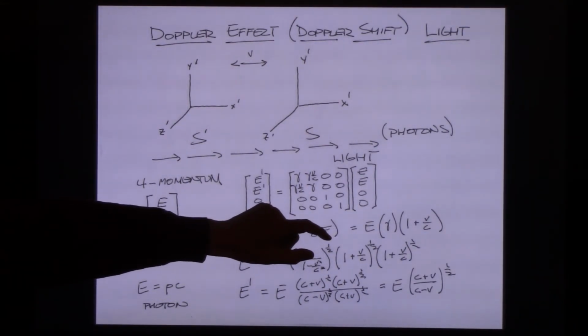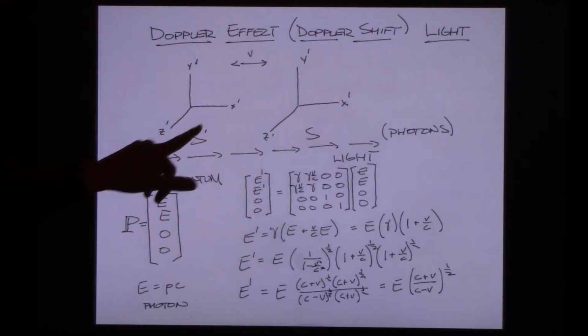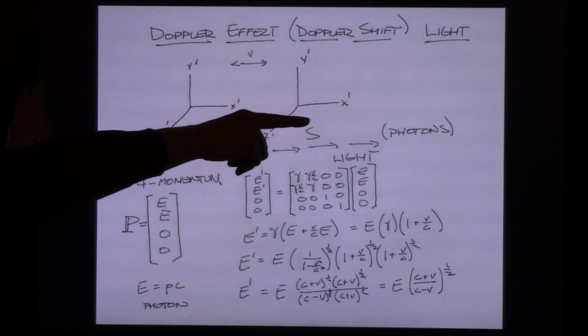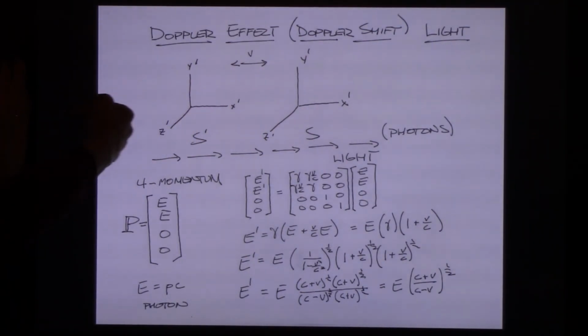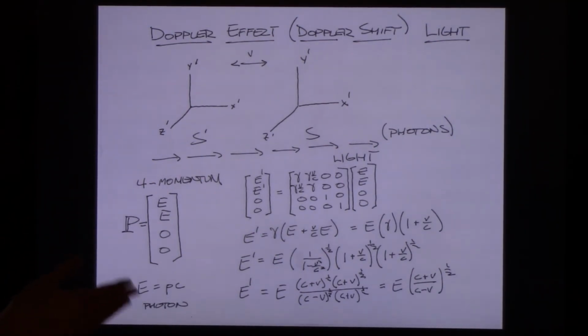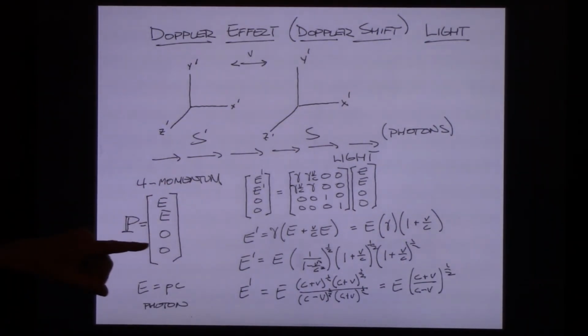And what I want to do is measure now the energy of the light in the S prime frame. Now notice the S prime frame is moving faster towards the source of the light, and the S frame is moving away. So S prime is going to measure a higher energy, is what it comes down to. This is moving more in this direction, and S is moving that way. S prime is moving more towards the source of the light.